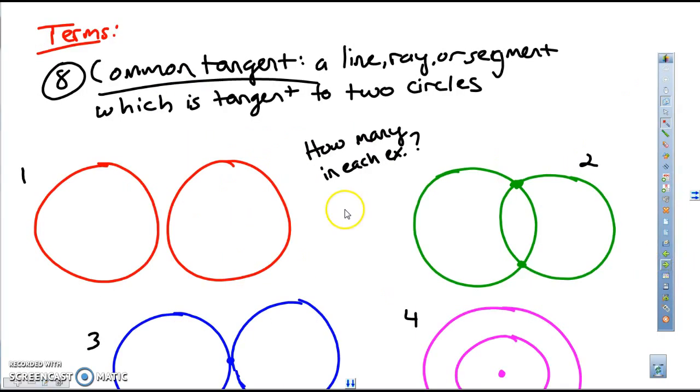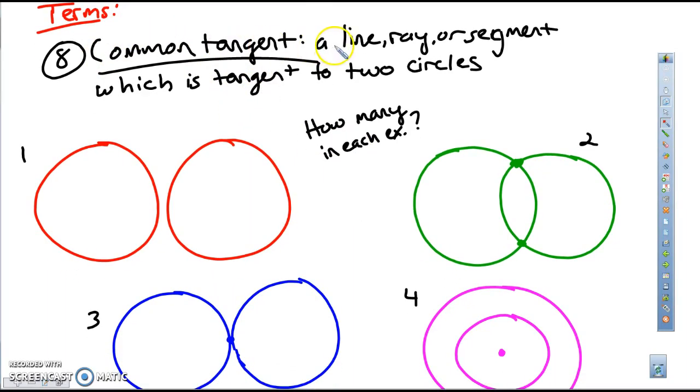All right, so going on to some more terms. We got one more for this video, and that's called a common tangent. We know what a tangent is, and so a common tangent is basically a line, a ray, or even a segment that is tangent to two circles at the same time. For example, a tangent line to these two circles would be like a board that can sit on top of one circle while also touching another circle.